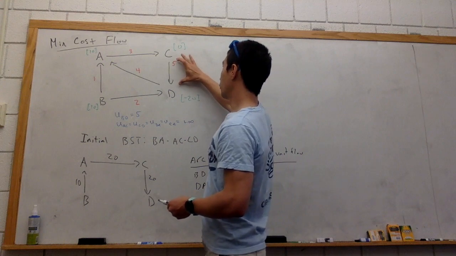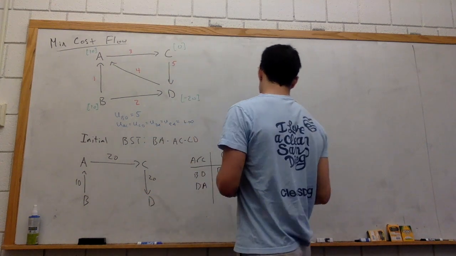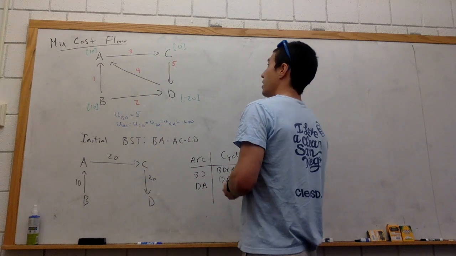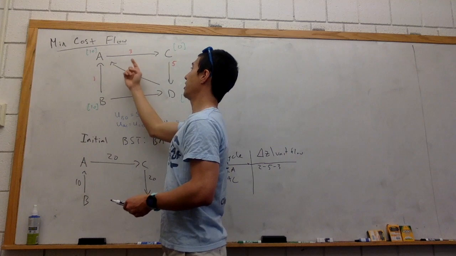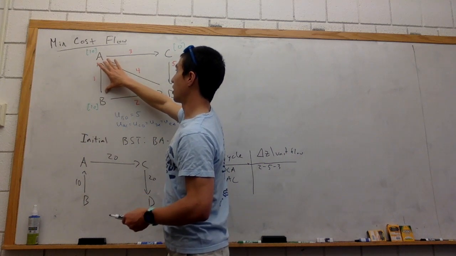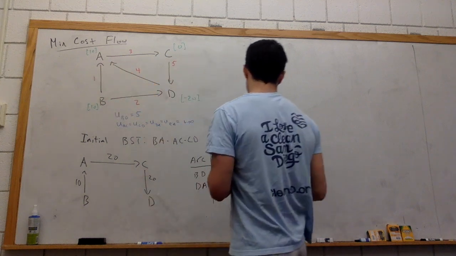And if flow through this arc decreases, then flow through this arc has to decrease, because C is a transshipment node. So I'm decreasing the flow through this, so my cost goes down by 3. And same thing for this arc. I'm going to decrease flow through this arc by a unit, so my cost is going to go down by 1.